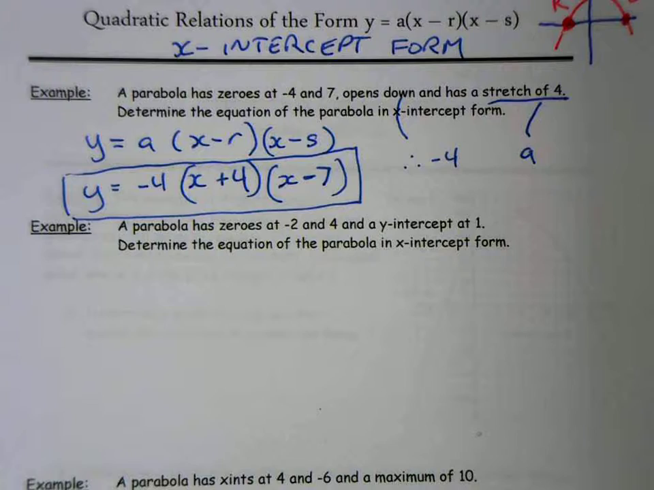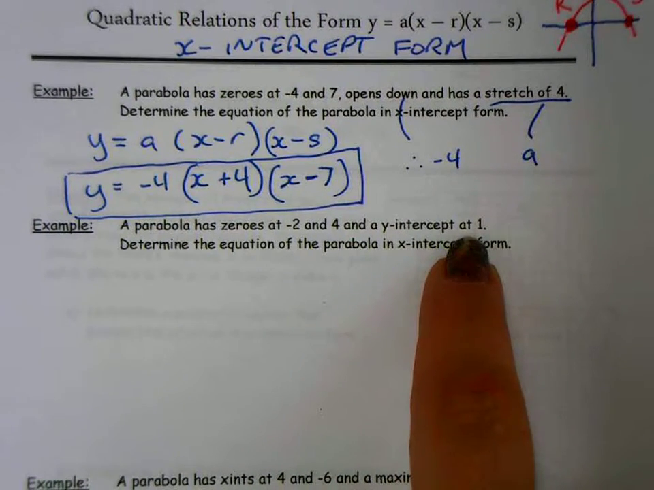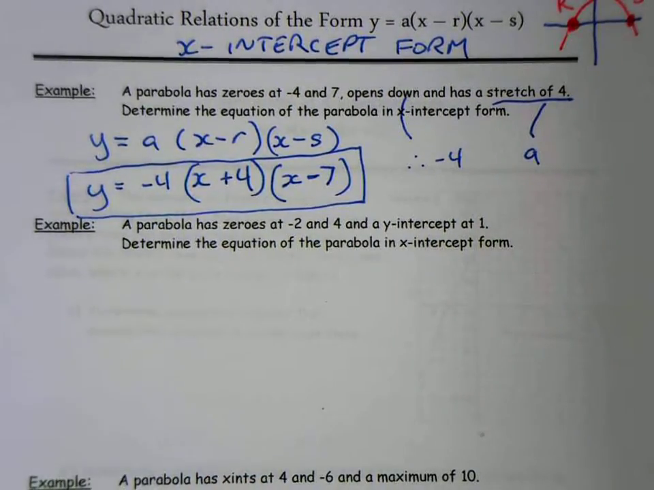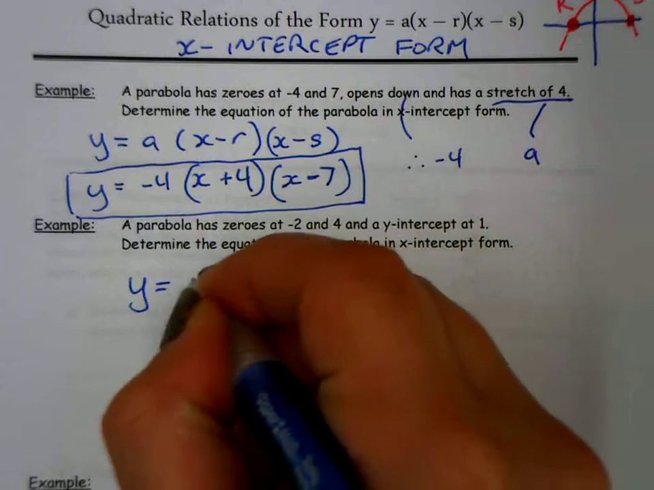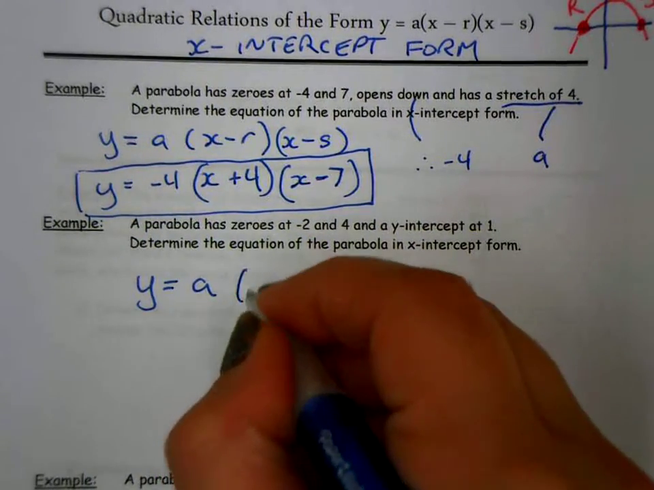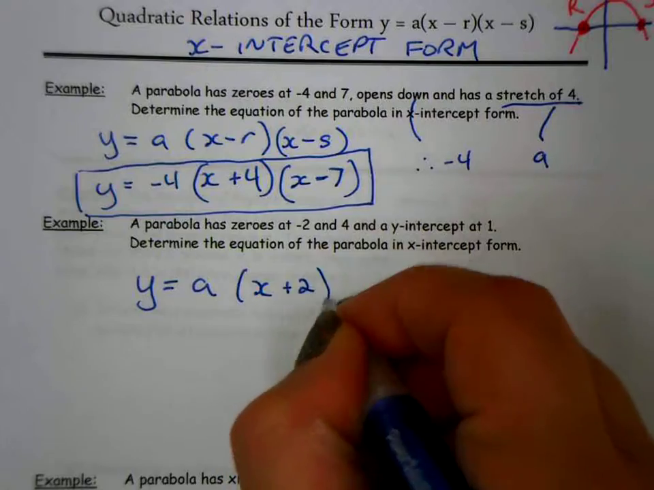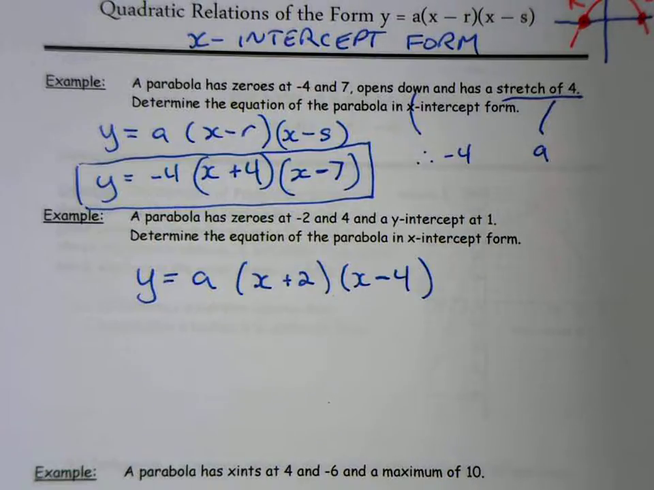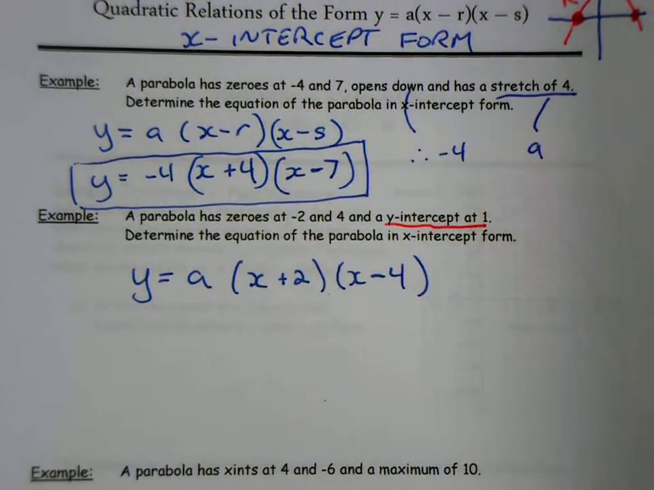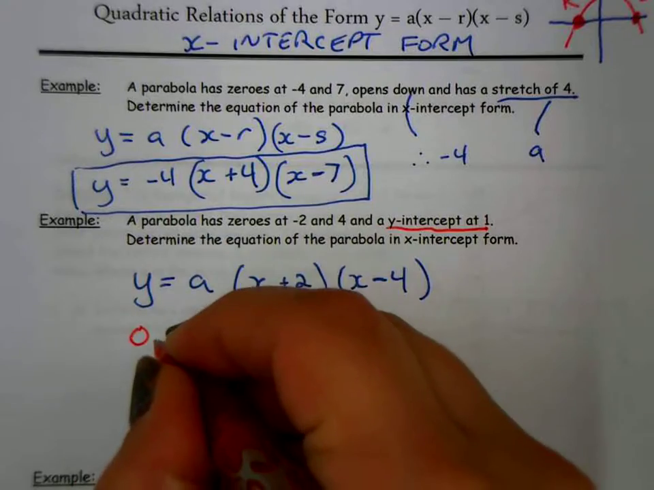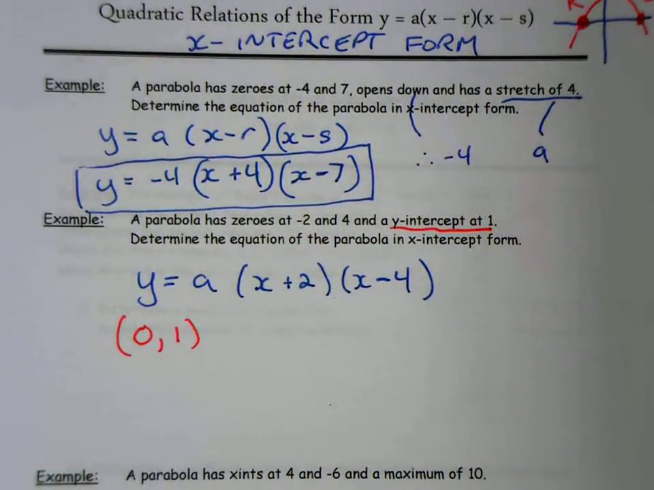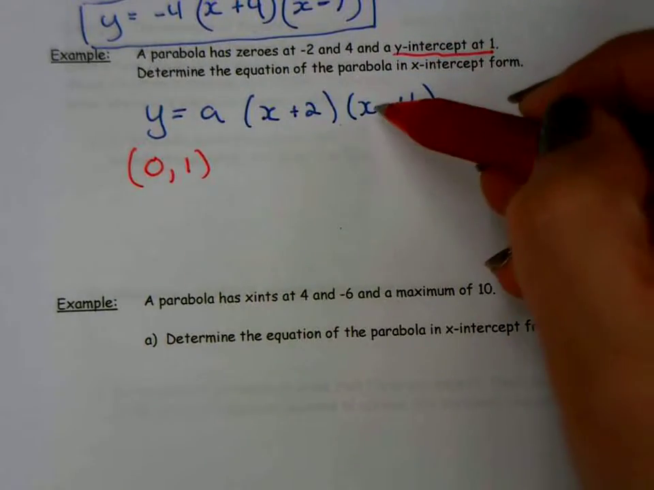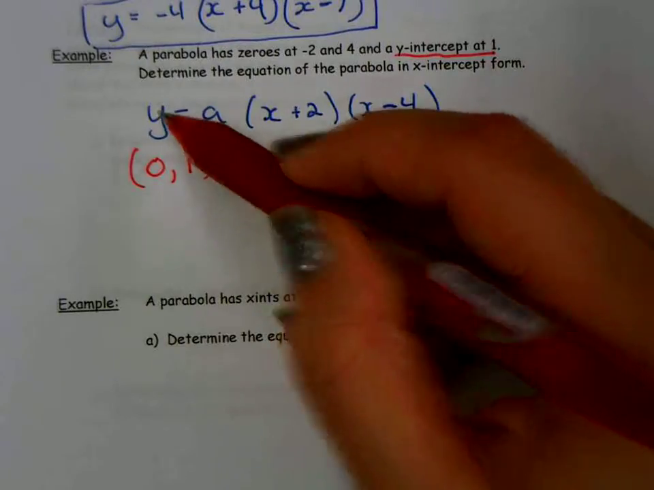Next one, a parabola has zeros at -2 and +4, a y-intercept at 1. Determine the equation of the parabola. So again, we've got our two roots. So we have y equals a, we don't know what our vertical stretch is, x plus 2, x minus 4. We've also been told a point. A y-intercept at 1 means that we have x to be 0 and 1 is a point on our parabola. So let's substitute that as our x-coordinate in both x's and our y-coordinate.